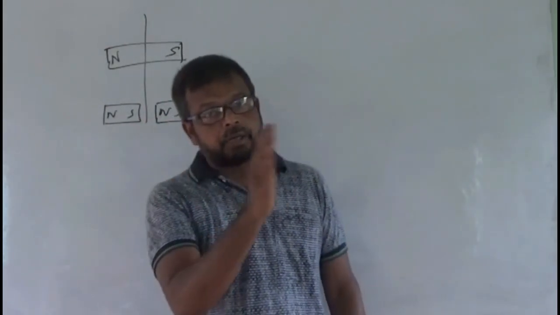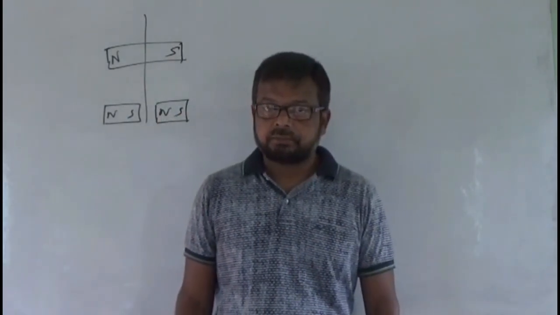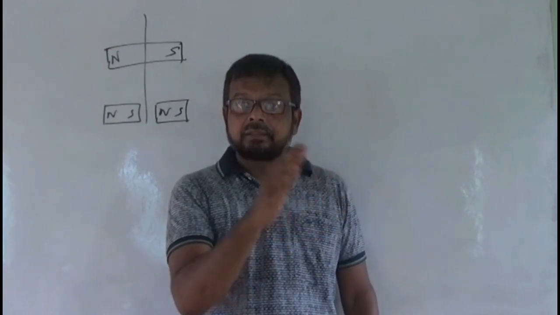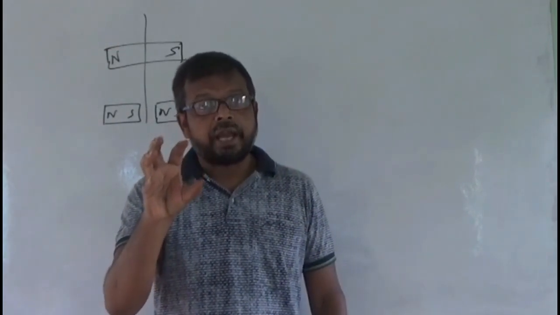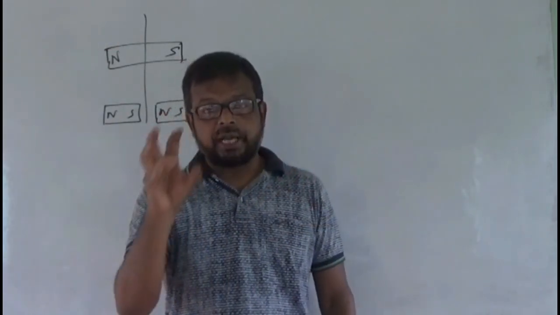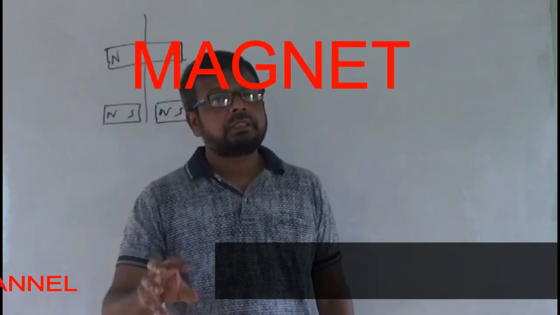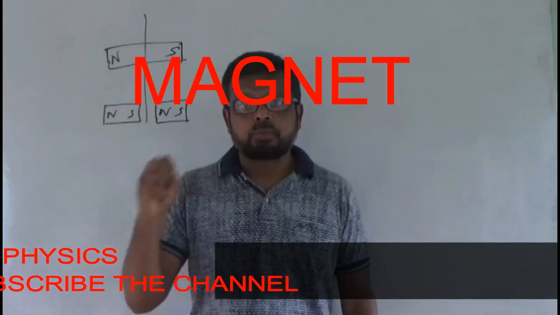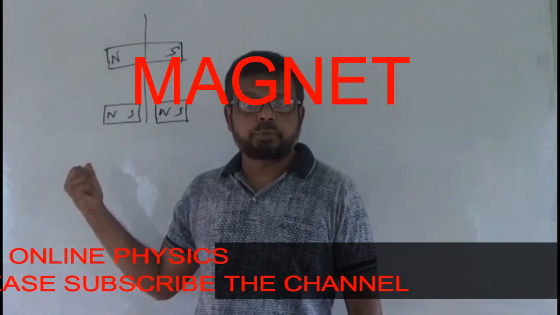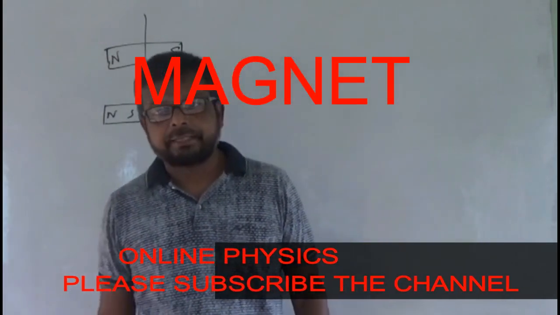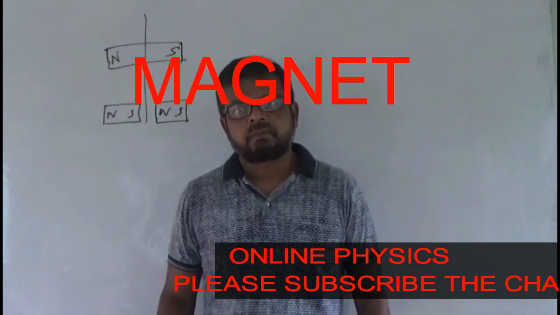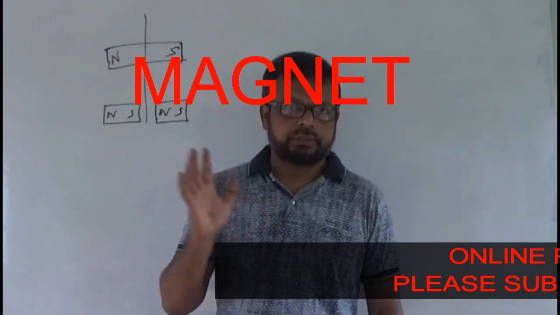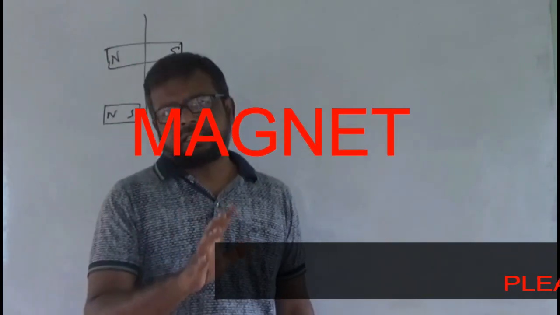Clear? Remember your electric charge. You can get positive charge, you can get negative charge. That means electric monopoles exist, but magnetic monopoles do not exist, right? It is possible to make magnets out of iron and its alloys. These are some common things about the magnet.